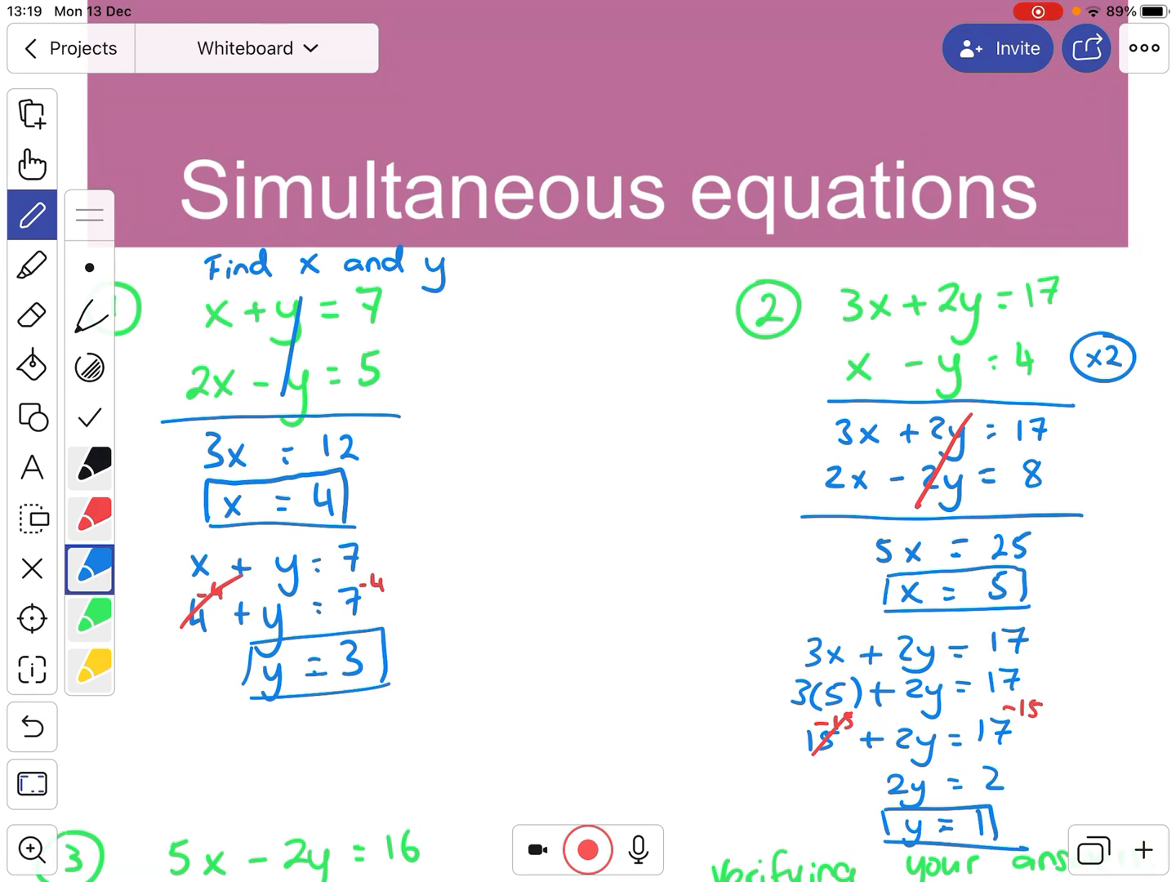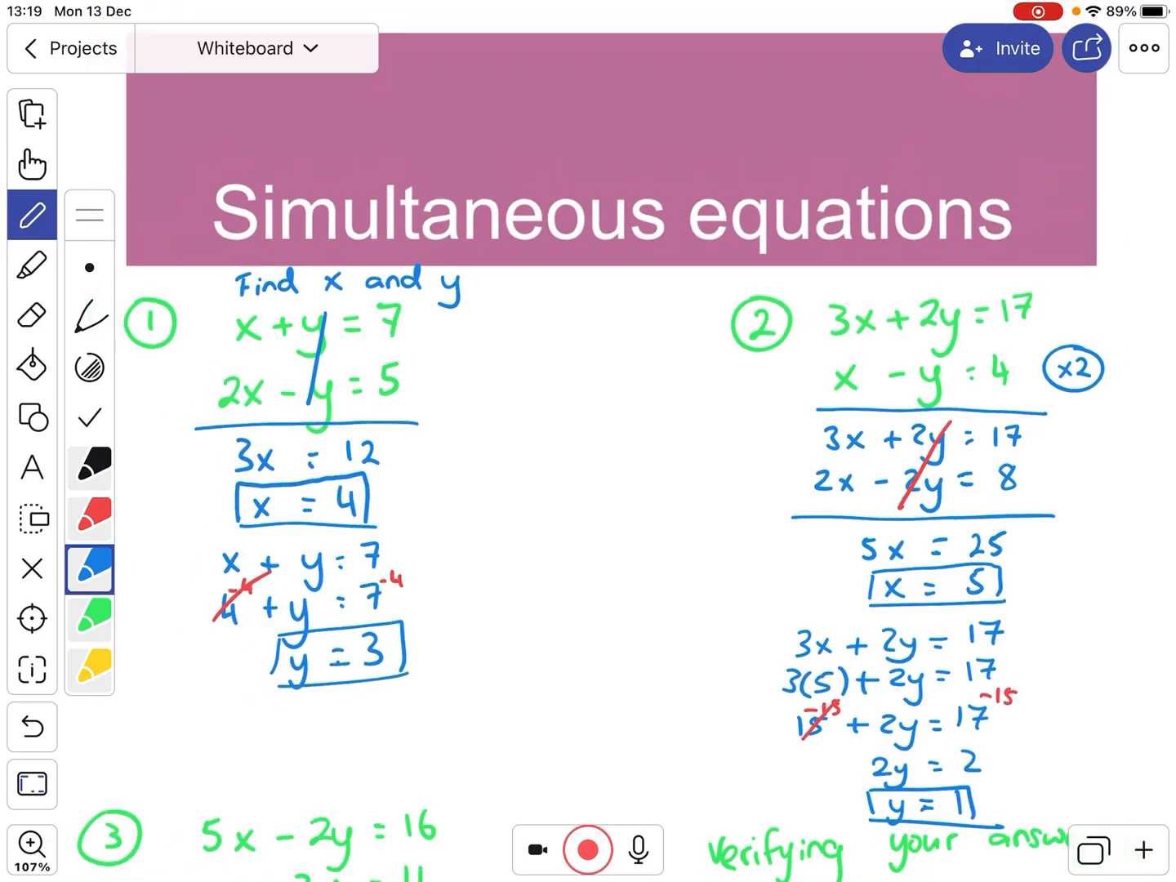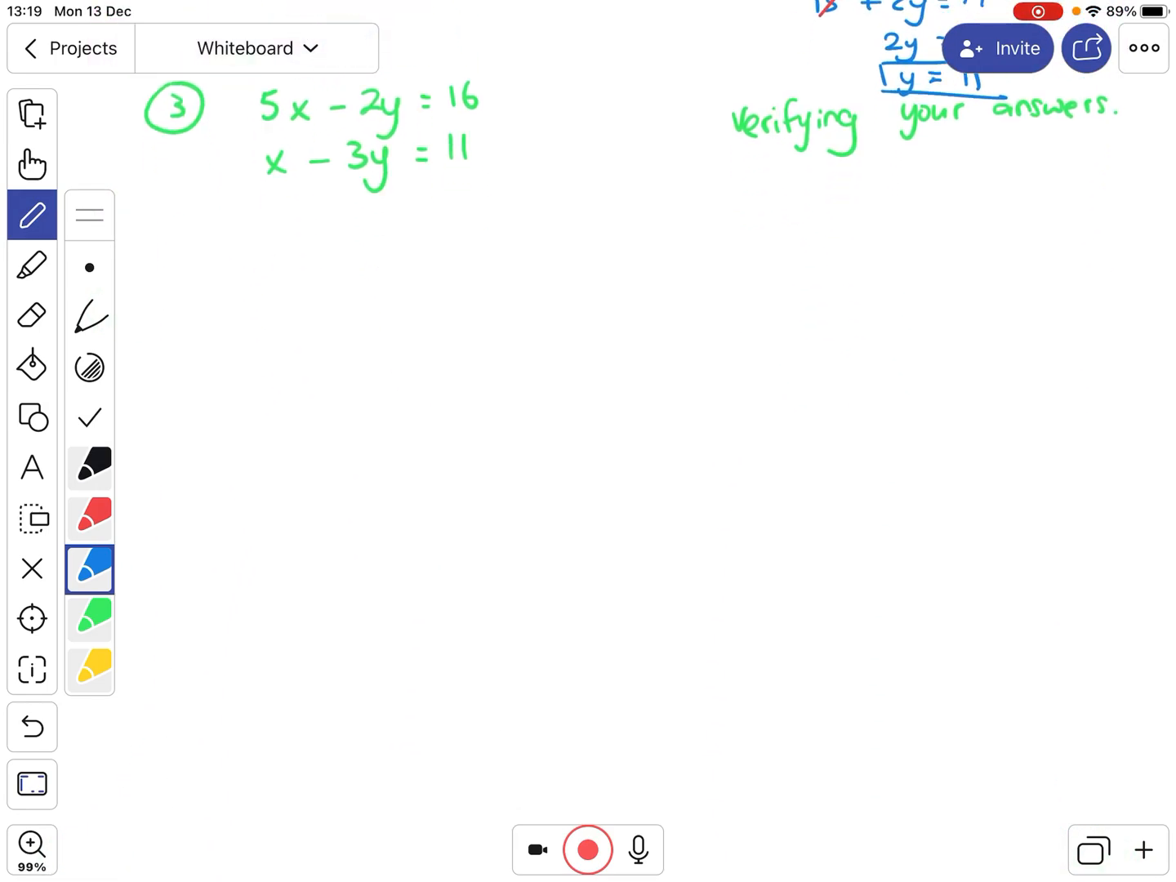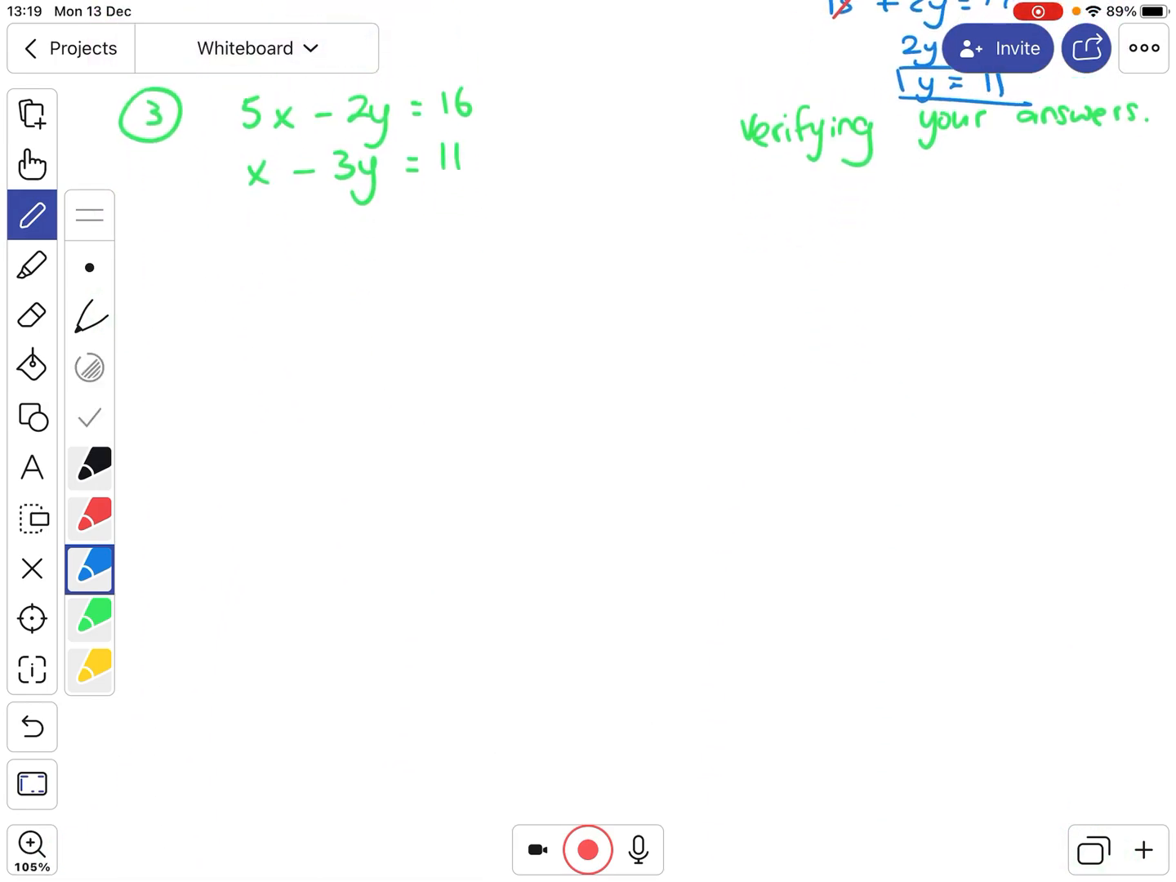The last example that we're going to take a look at now is this question 3 here. And as you can see, we need to find x and y, but we also need to verify my answers.